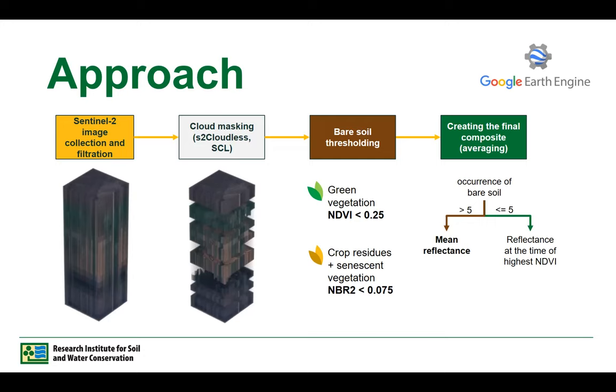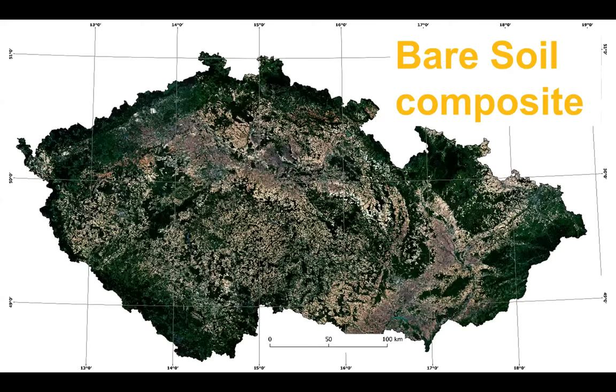For each pixel that is marked more than 5 times as bare soil, we use the average reflectance from occurrences of bare soil. And if these pixels are identified less than 5 times, we say that it's permanent vegetation, and we then compute reflectance at the time of the highest NDVI. So the result is a bare soil composite for our area of interest. In this case, it's for all of the Czech Republic.